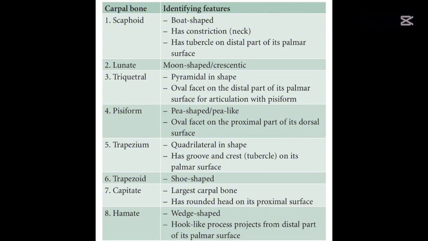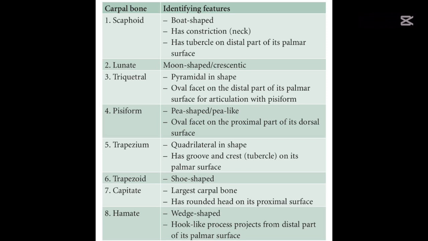Scaphoid is the bone that can get fractured easily. Don't forget. Lunate, when you say lunate, it's like the moon shape, luna. It is the bone that can dislocate easily. Scaphoid can fracture easily, lunate can dislocate easily.